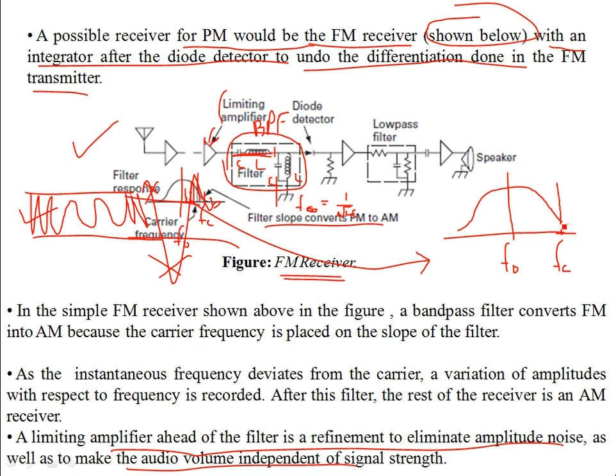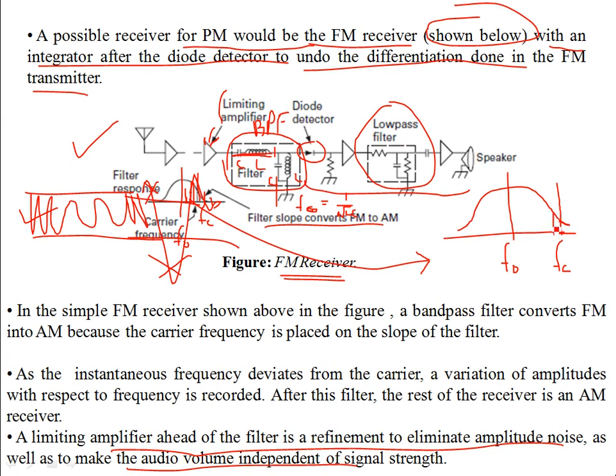So let's see how it converts this signal into a varying amplitude signal. The rest of the part, what we have discussed before, is a diode detector followed by a low pass filter. That's your envelope detector, right? So that's the same as the envelope detector for the AM modulation scheme. Around FC, you have excursions or deviations from FC as you have in FM.